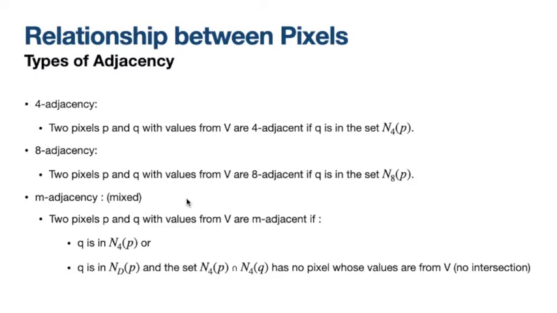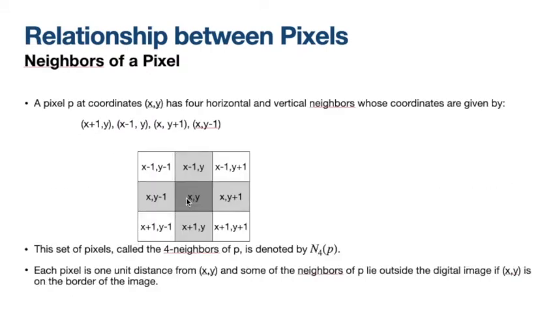So if you see adjacency of pixels, there are 3 types of adjacencies possible, that is 4 adjacency, 8 adjacency and M adjacency. 4 adjacency means 2 pixels P and Q with values from V are 4 adjacent if Q is in the set N4 of P. That means if you take this image, that is if x y is P and if Q is any of these N4 neighbors of P, then it is 4 adjacent.